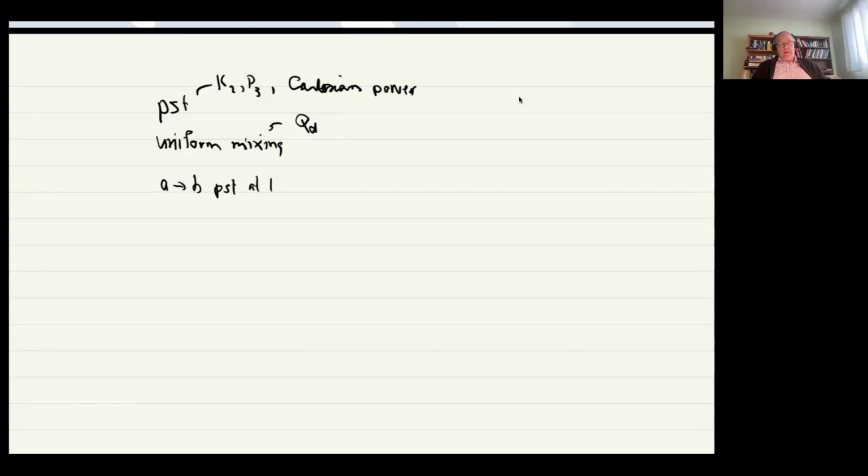The other point we're seeing is if we have PST from A to B at time t, then we get PST from B to A. And that tells us that PST implies periodicity.